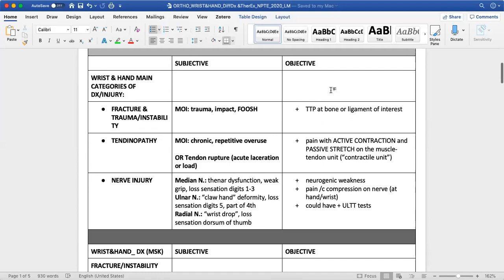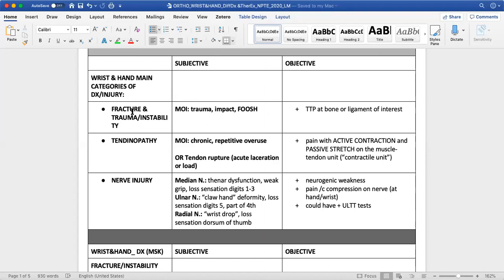So in the wrist and hand, the main categories that I like to remind myself of as being potential sources of injury in these areas are, one, something due to usually a trauma or an impact injury. Commonly, our acronym for this at the upper extremity might be a FOOSH, so fall on outstretched hand is a common acronym that we'll use to abbreviate a mechanism that causes injuries related to trauma.